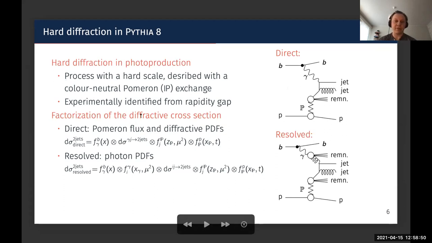And for hard diffraction, one can apply factorization to calculate this diffractive cross-section. So here we now need to convolute also with the Pomeron flux and diffractive PDFs. So in the direct photon case, we have the photon flux, the parton cross-section, and then the Pomeron PDFs and the Pomeron flux from the proton. And again, we can have these resolved processes as well, and we need to include a convolution also with the photon PDFs.